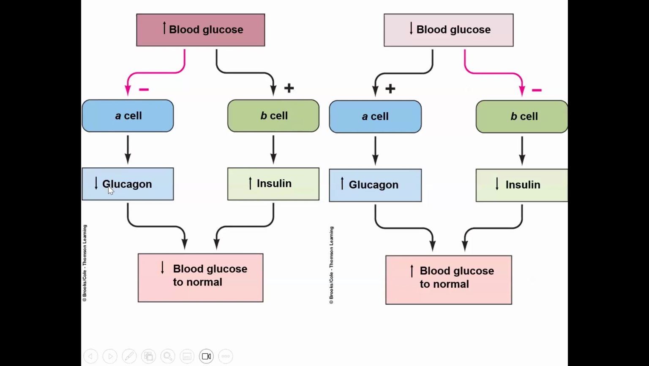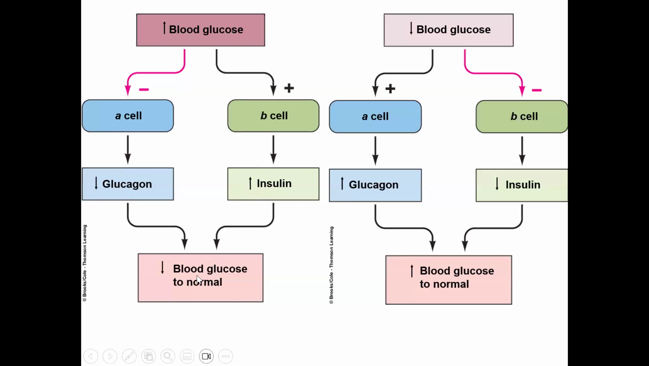So when there is high blood glucose, it will stimulate the beta cells to release more insulin. At the same time, it will inhibit the alpha cells and glucagon secretion will decrease. So when there is more insulin and less glucagon, the effect of insulin will be more dominant, and the effect of insulin is to produce hypoglycemia or to decrease the blood glucose level. So as a result, blood glucose will come down to the normal level.